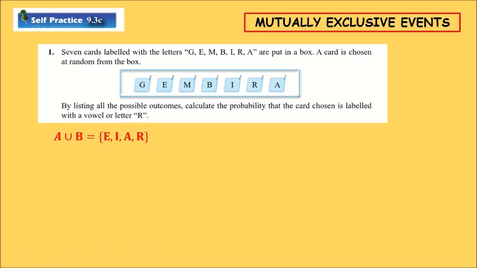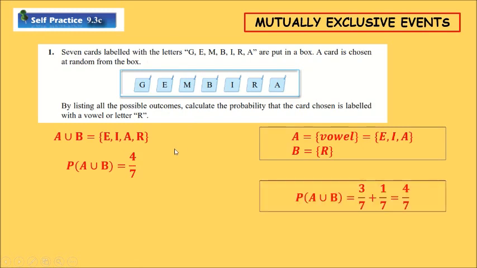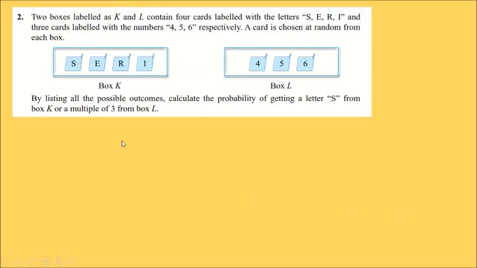So A union B is E, I, A, R, and the probability of getting A union B is 4/7, meaning 4 from 7 cards. Here I'm using the addition rule of probability for mutually exclusive events, and I get the same value.